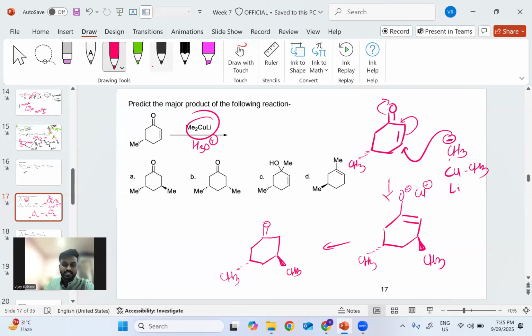In this case, although it is three bonds away, there is still some sort of steric crowding, which will give this as the major product. Obviously there will be another product, the minor one, but since you just ask for the major product, you can ignore that one.